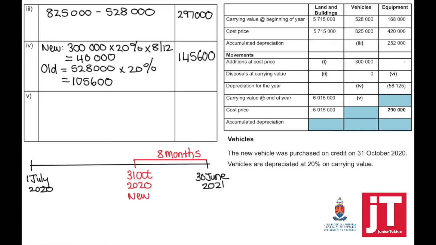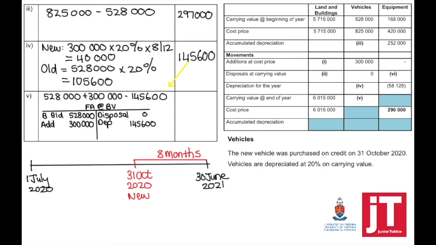To solve number 5, the carrying value at the end, we're going to take the carrying value in the beginning plus and minus the movement. So what was my movement? We had an addition of 300,000 and we had the depreciation 145,600. Make sure that you use your answer calculated in number 4. This means that the carrying value at the end amounts to 682,400. Take note, you can also open up a T account. Just make sure that everything appears on the correct side of the account.